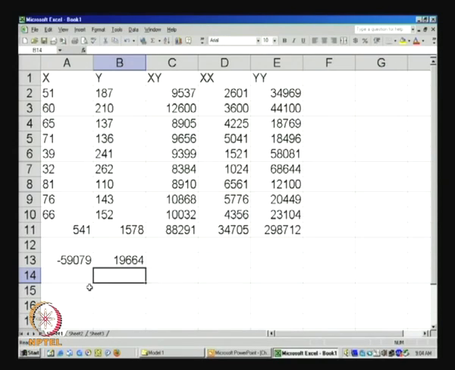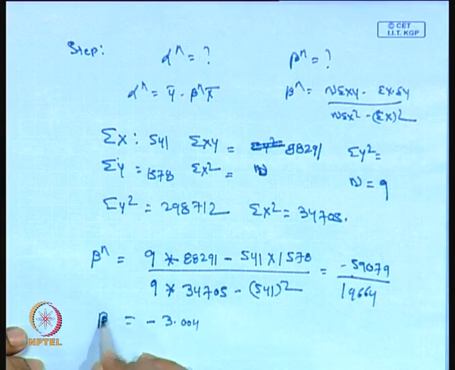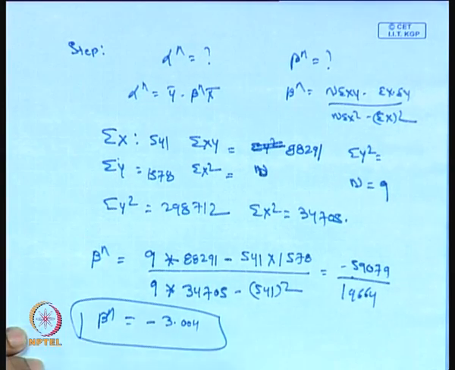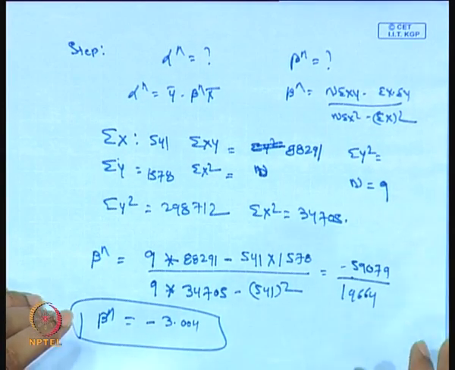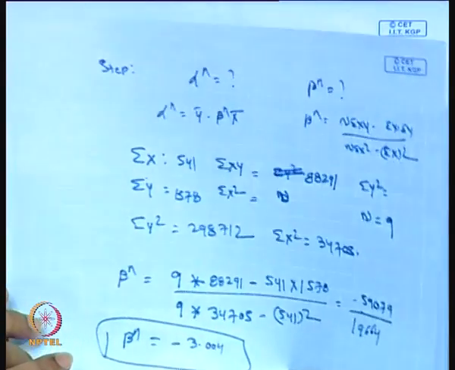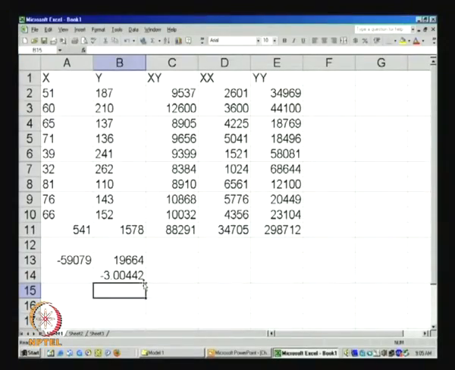So we have to find this divided by this particular item. Okay, so if you solve this one, then it is coming minus 3.004. Okay, so this is how beta hat. So that means the beta hat component is minus 3.004. So beta hat is negatively sloped. So that means this relationship is inversely related. So y and x are inversely related to each other.